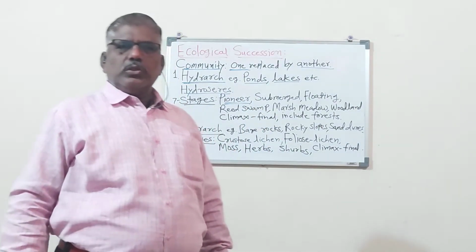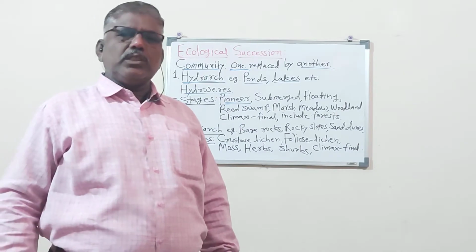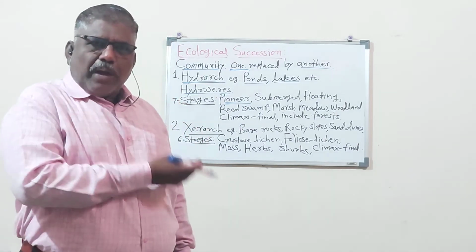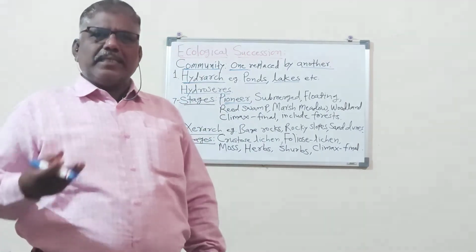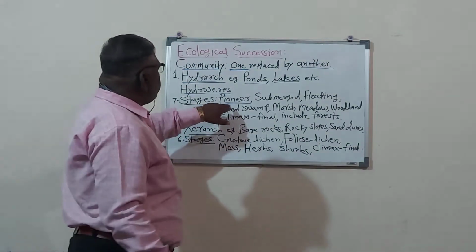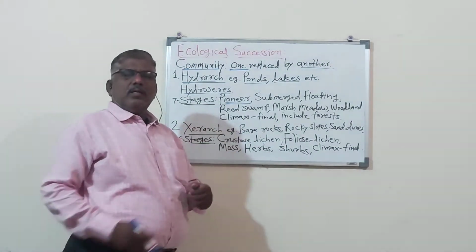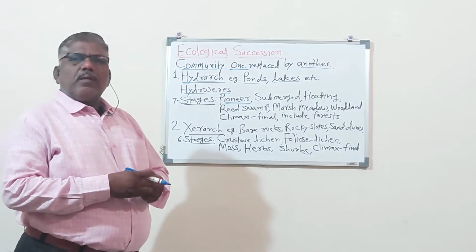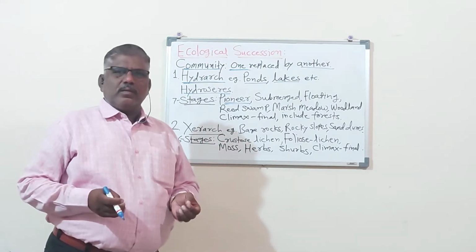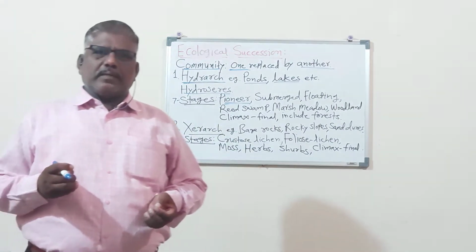You know, the seed company Pioneer, which is very famous. Pioneer means the beginning, starting. So the first community developed there is called the pioneer. In the pioneer community, the phytoplanktons are developed there. Microscopic plants are developed there.